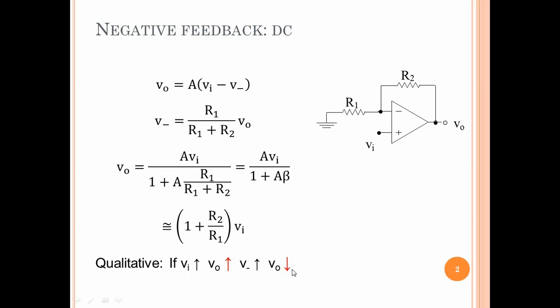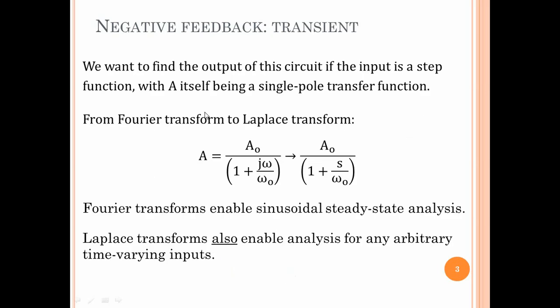Okay, what we'll do now is we want to analyze this circuit for a transient input. So we say, suppose VI is a step, voltage step. We want to see what the output would look like. So this is what we want to do.